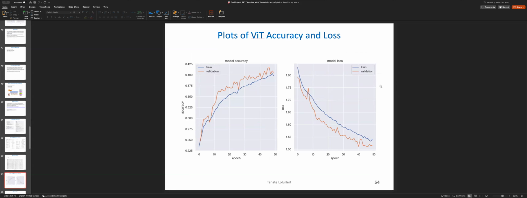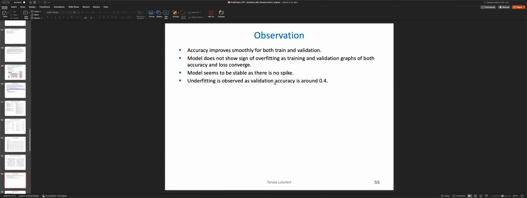You can see the graph of the training and validation accuracy. They're pretty smooth and converge, so we don't have an issue with overfitting. But the accuracy is below 0.5, so it's still underfitting.